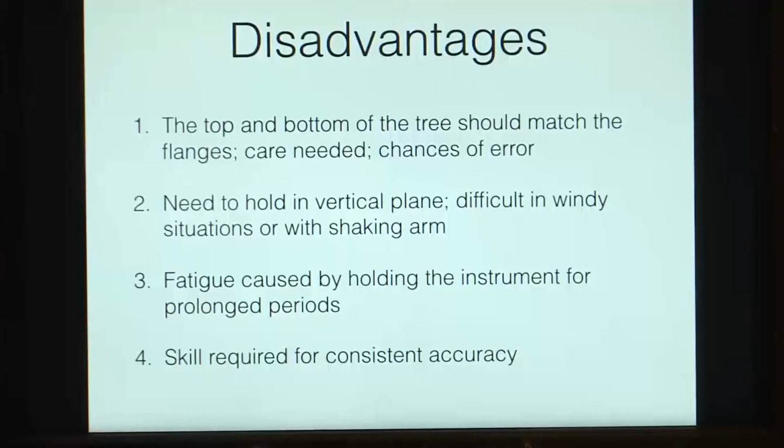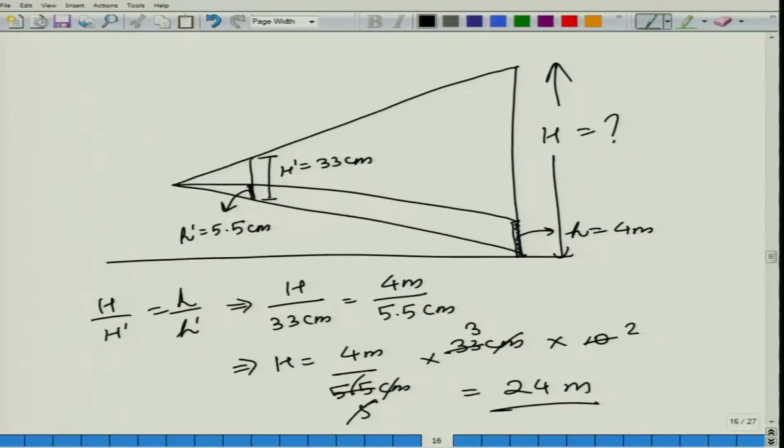Now, the disadvantages of using a hypsometer are these. The top and bottom of the tree should match the flanges, as we saw in the diagram. So, if we move back to the tablet, yeah. The top and the bottom of your hypsometer, so this is the top, this is the bottom, it should match the tops and bottoms of the tree. So, you need to have some care while using this device, and both of these need to match exactly, otherwise you will have some errors.